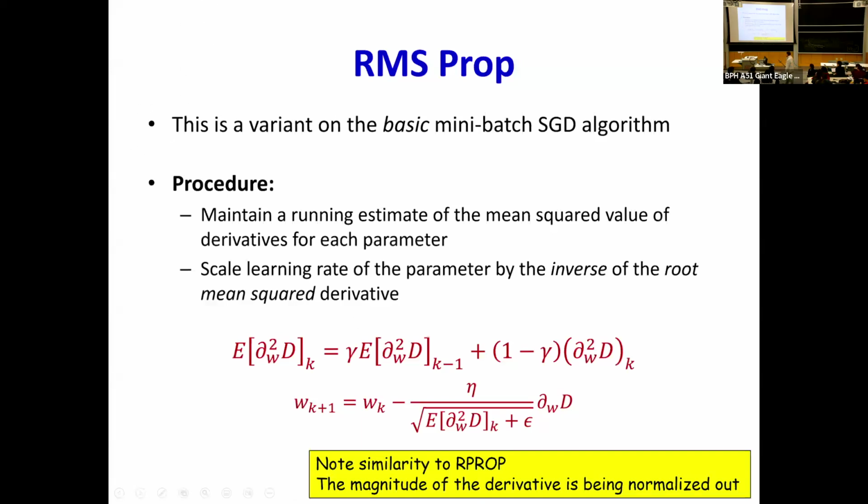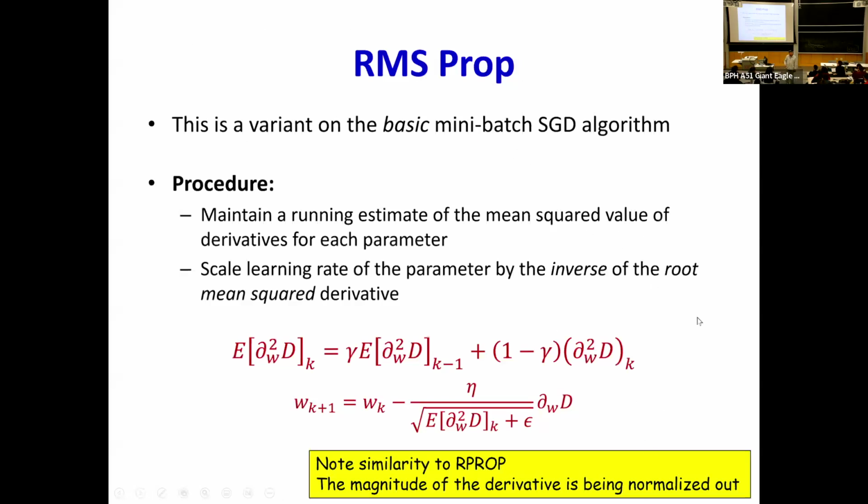So R prop is always making corrections that only depend on the sign of the derivative. RMS prop will do the same if the function is just planar. But for more complicated functions, it actually makes updates that are inversely proportional to the RMS value of the derivative. So it sort of learns the appropriate learning rate step at each point. Any questions?